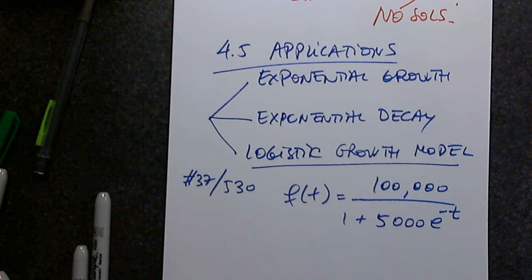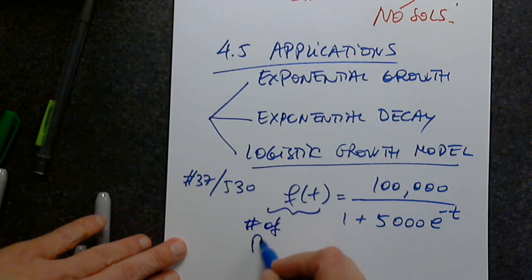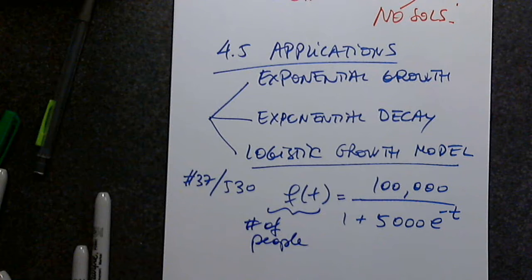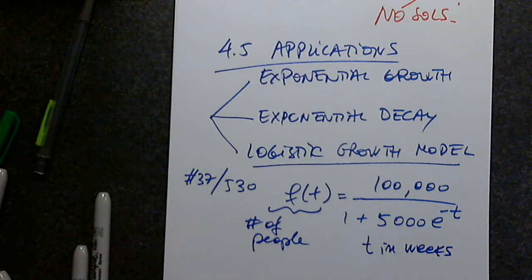Okay, now let's read the question. The logistic growth function, f of t, describes the number of people who have become ill with influenza, t weeks after its initial outbreak in a particular community. I'll take notes. F of t, number of people. T in weeks.